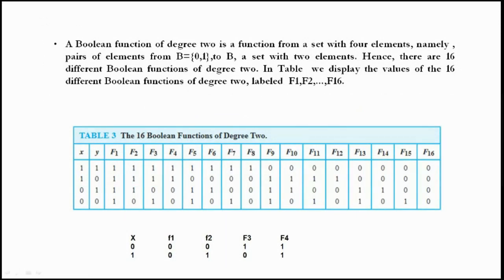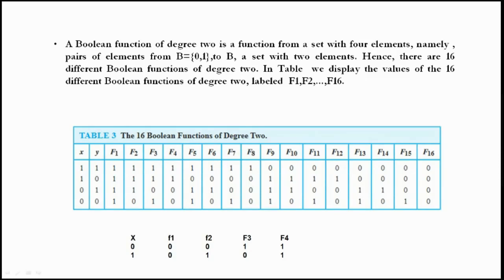And please make note of this, because there are no derivations given in this; only straightforward definitions and formulas will be there. You make note of this. A Boolean function of degree 2 is a function from a set of 4 elements, namely pairs of elements from B equal to {0, 1}, to B, a set with 2 elements. Hence, there are 16 different functions available of degree 2.